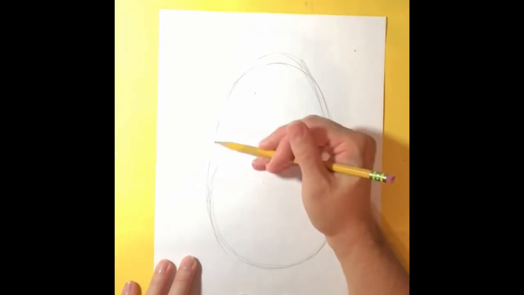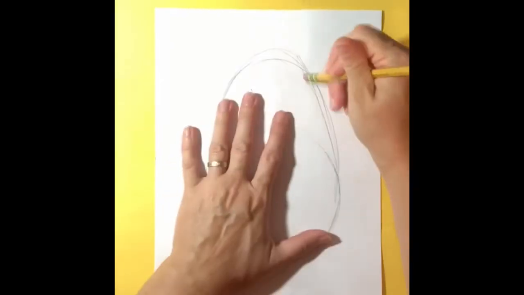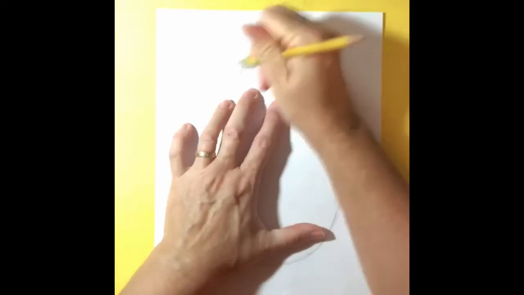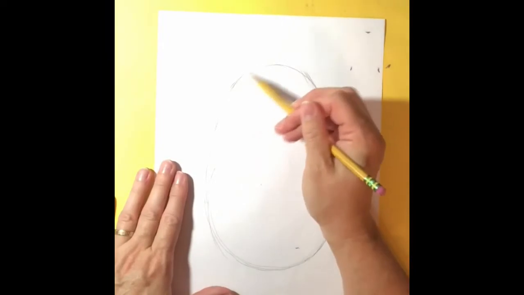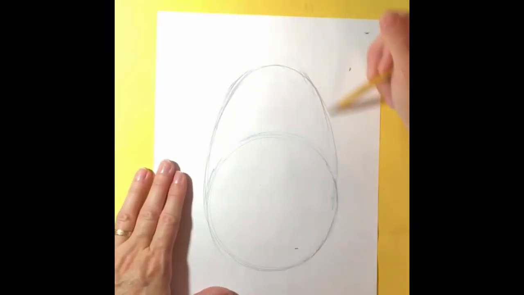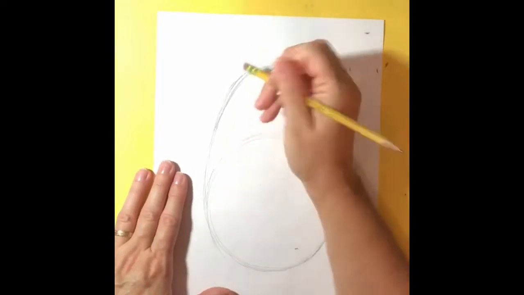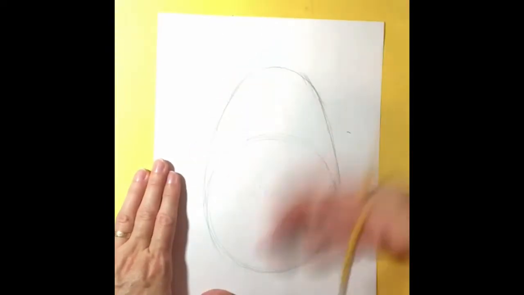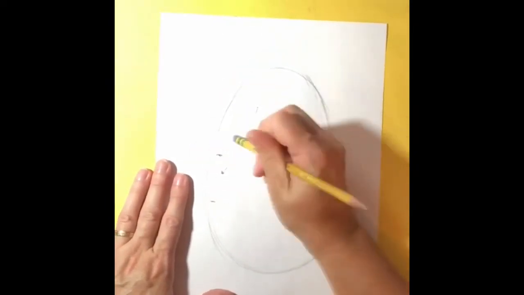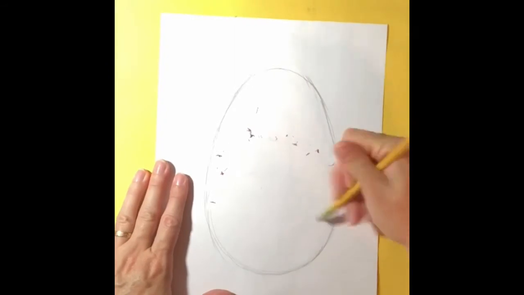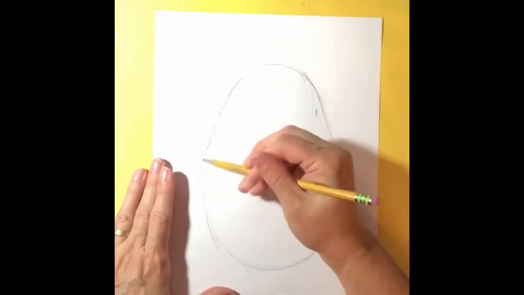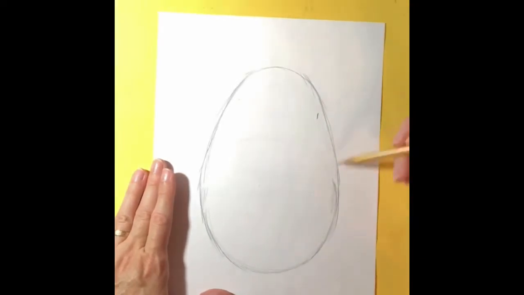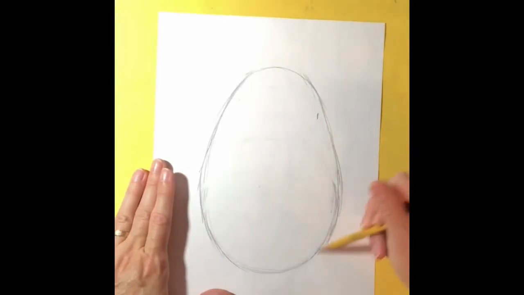So again, art is 50% about editing and erasing those parts that don't look like what you want them to look like. And I'm going to erase this inside part of the circle. And I think that's a pretty good looking egg. Maybe I'll make it a little wider there. Maybe a little wider on that side.